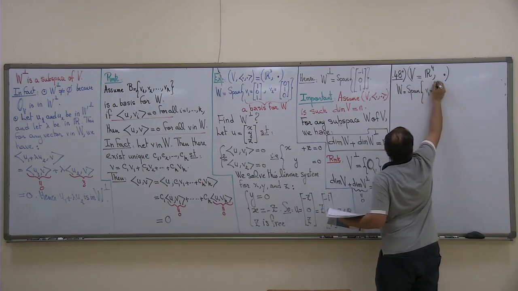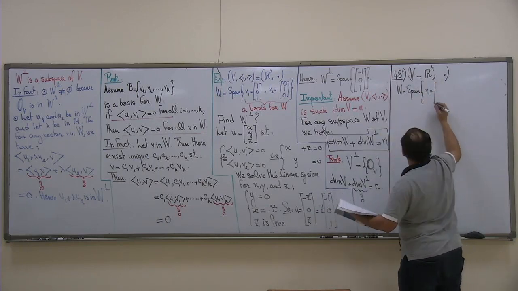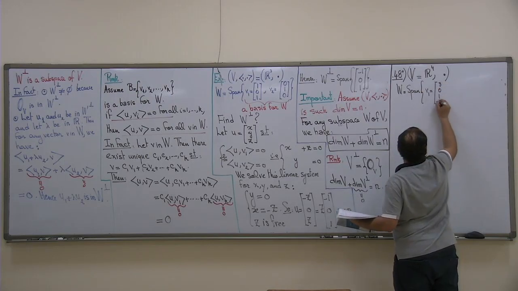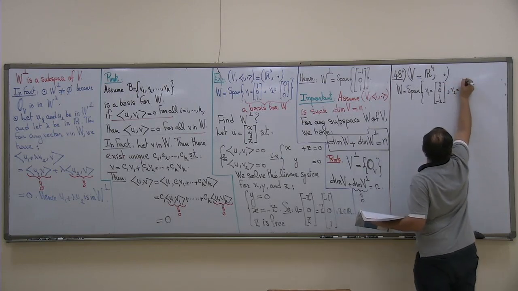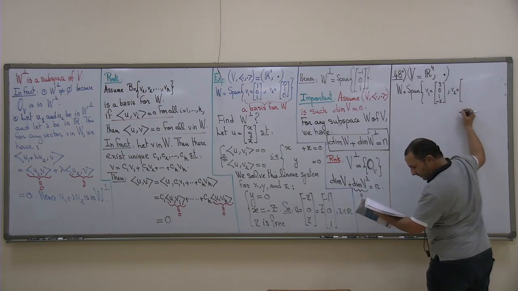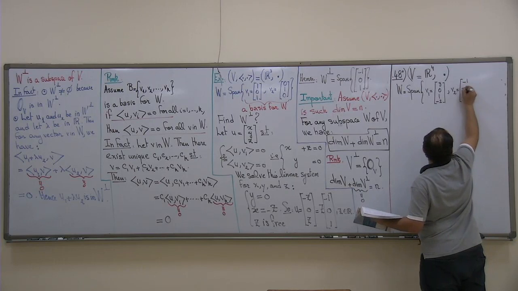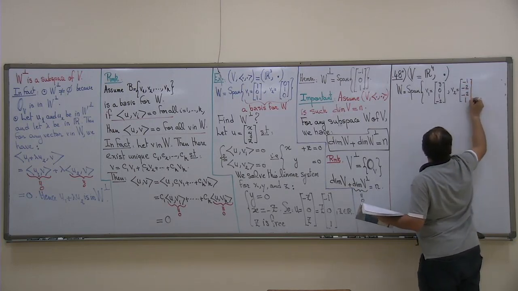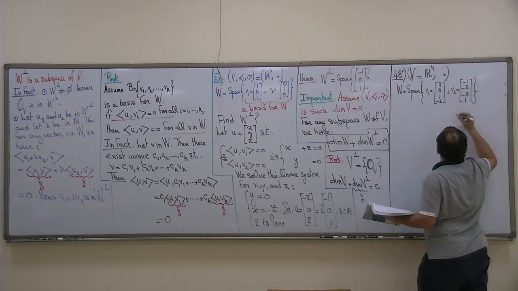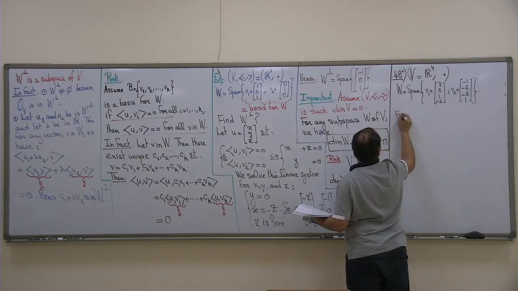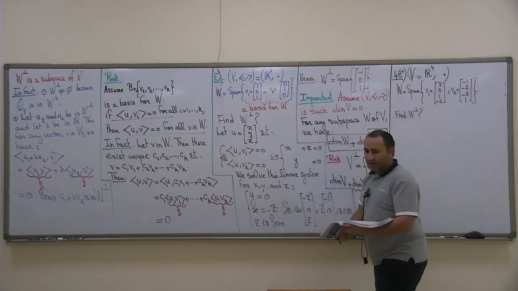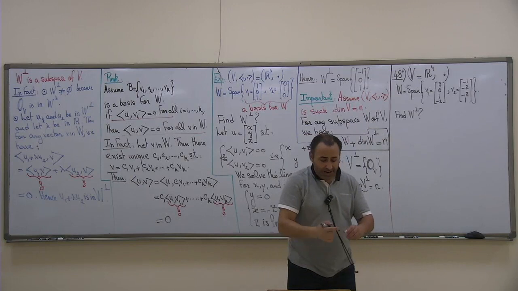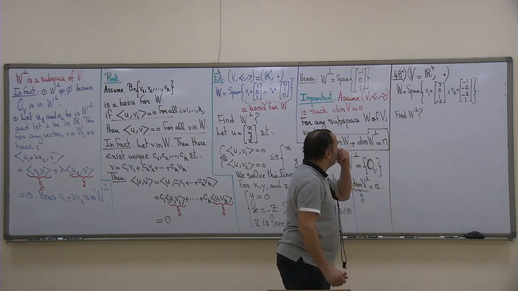V1 is equal to (3, 0, 1, -2), and V2 is equal to (-1, -2, -2, 1). Okay? And the question is find the orthogonal complement. Okay? So I have a subspace of R4 spanned by these two vectors.